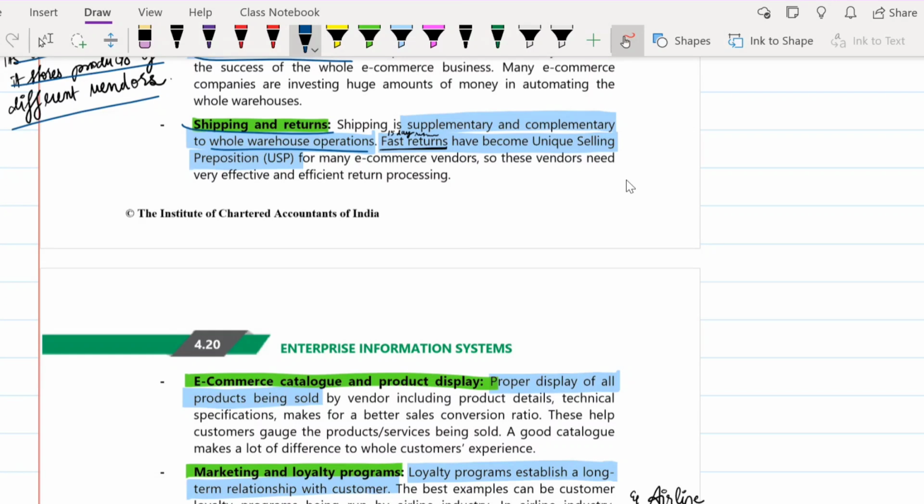For example, the USP of Domino's Pizza is that it would deliver in 30 minutes. For Myntra or Amazon, it might be a 15-day replacement without any questions asked. So like that, it can have a different shipping and returns policy. If there is a fast return, that will be a good unique selling proposition for the company.